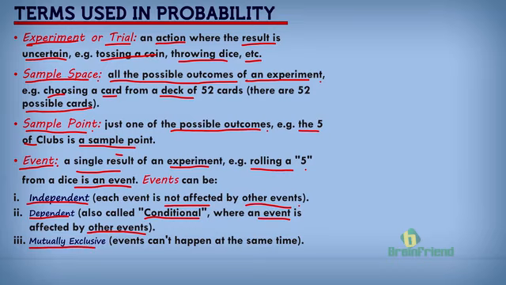And finally, another type of event is called mutually exclusive events. These are events that cannot happen at the same time. So if you throw a dice and at the same time pick a card, they do not affect each other. They are two separate actions. In such a case, they are mutually exclusive.